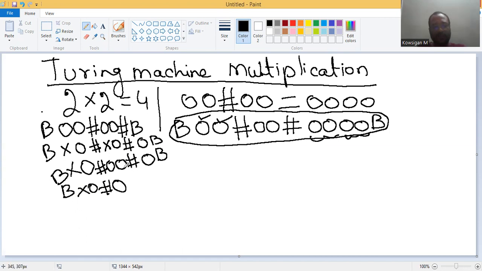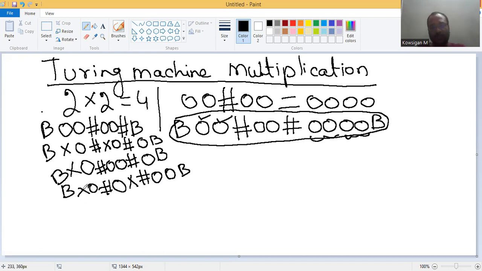Zero. Now this zero will be replaced as X and move to the right hand side. Now hash will be there. Remain as it is and perform the transition to the right hand side. So now this 0 will be kept as 0 and move to the right hand side. Now this blank will be replaced as 0 and move to the left hand side. Now you can see here, for the first 0, 1 0 has been copied here. For the second 0, it has been copied here. So this is the logic.